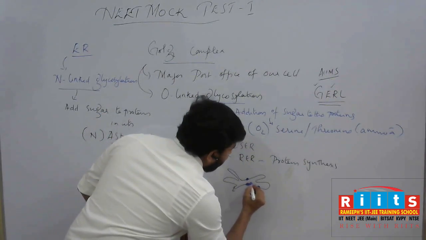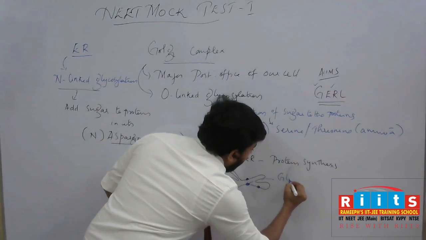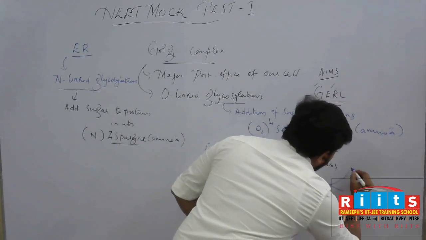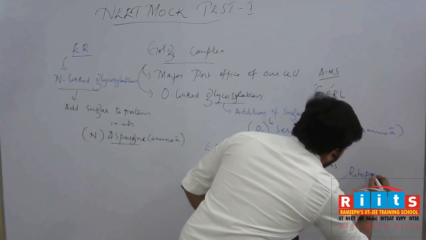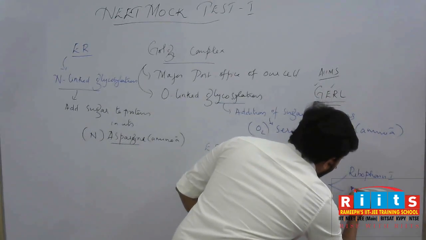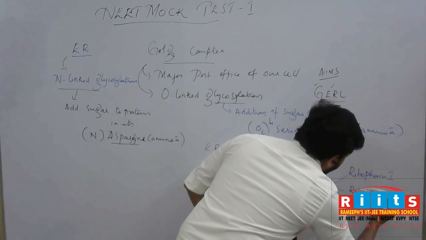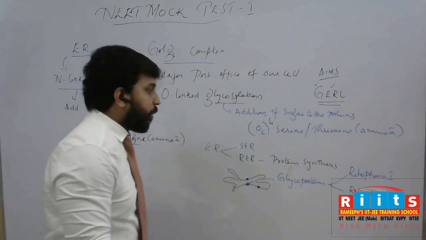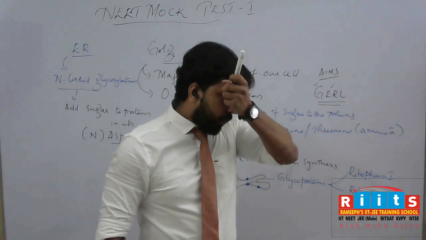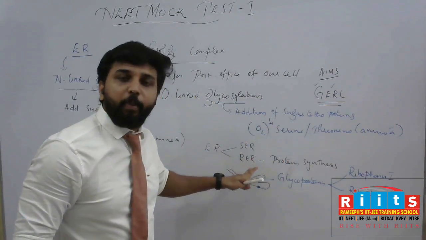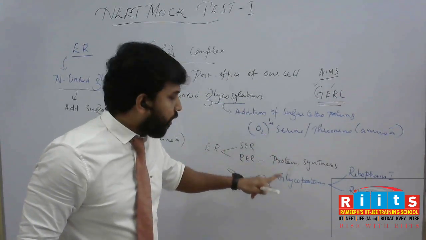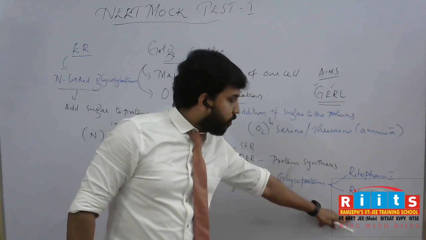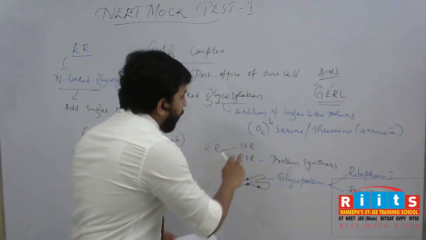with the help of glycoproteins like ribophorin 1 and ribophorin 2. So ribophorin 1 and ribophorin 2. This is also a previous entrance question. Clear? Rough endoplasmic reticulum consists of ribosomes. These ribosomes attach with the help of two glycoproteins called ribophorin 1 and ribophorin 2. So, next is smooth endoplasmic reticulum.